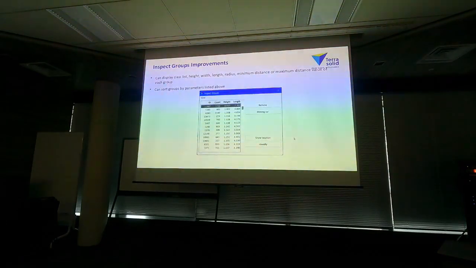Inspect groups has now the capability that it can display classes, height, width, length, radius, minimum distance or maximum distance of a group. And you can sort groups by those parameters.